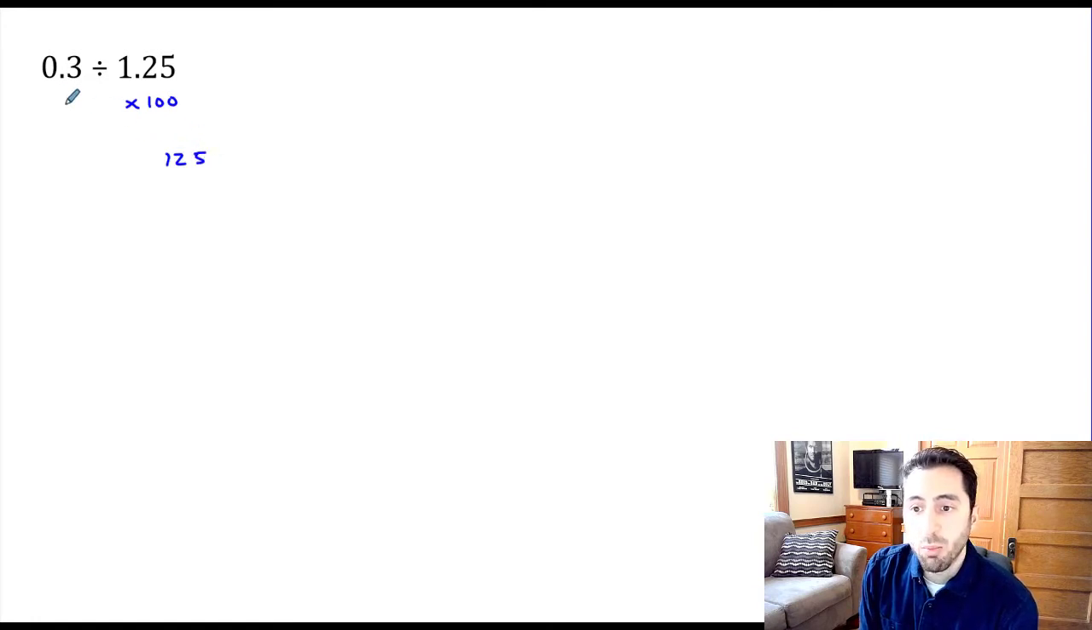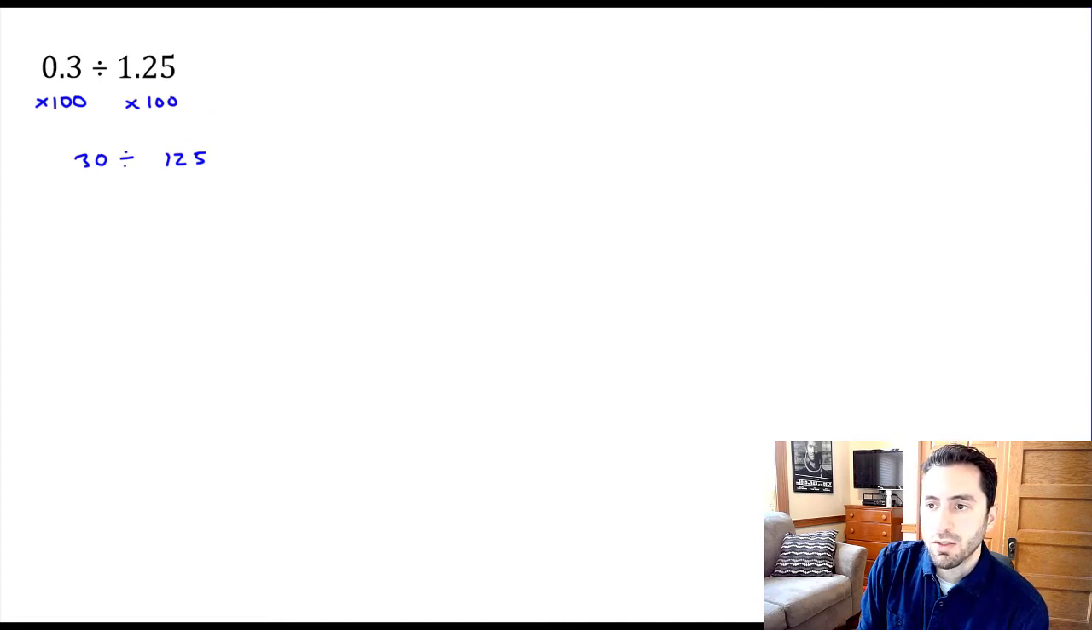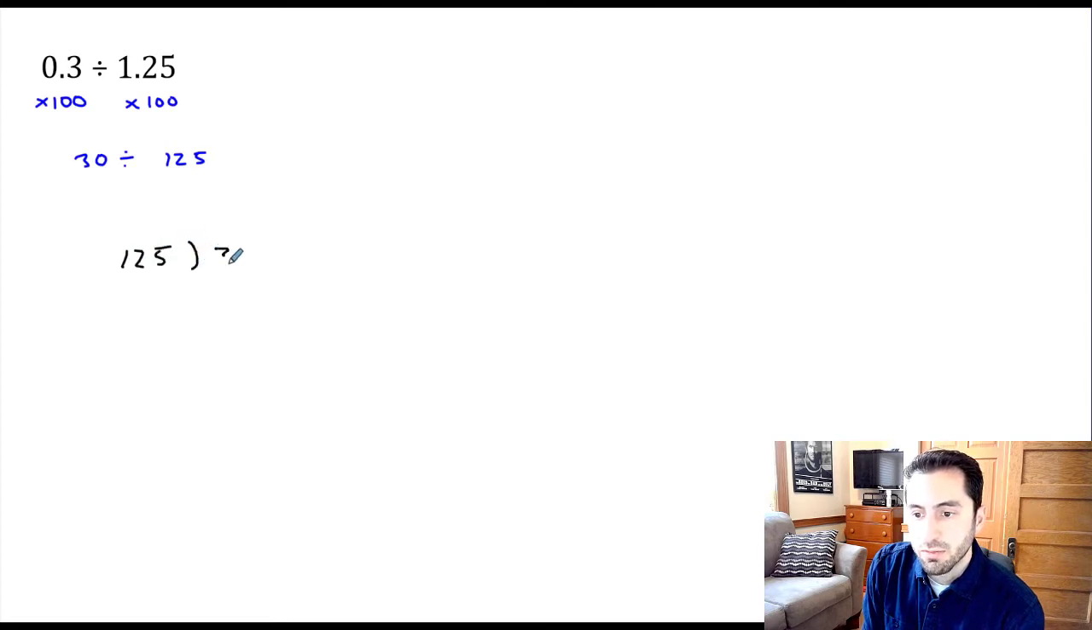To maintain our balance here, I also need to take 0.3 and multiply that by 100. So this will also move the decimal spot two places to the right, so I end up with 30. So 0.3 divided by 1.25 is equivalent to 30 divided by 125. So now let's write this in our long division format. So we have 125, that's our divisor, and we're going to divide 30 by that.